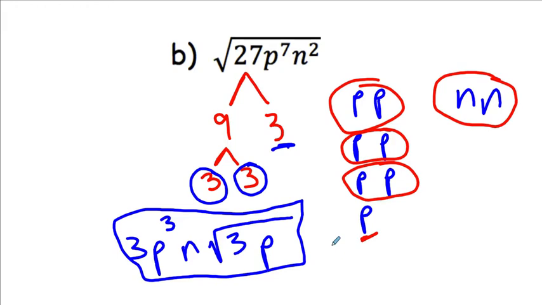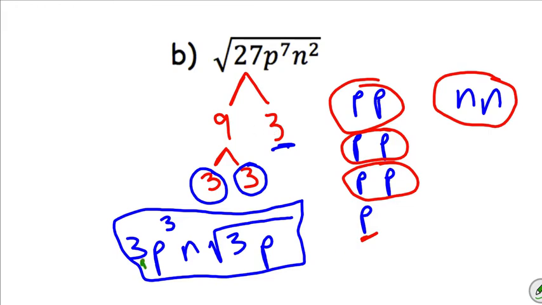The number, again, same thing that we did before. 27 is 9 times 3. Nothing different there. 9 is 3 times 3. I had a pair of 3's. So that 3 came out. That was this 3 here. Let me change the color. So this pair of 3's came out. That was this 3 right here.